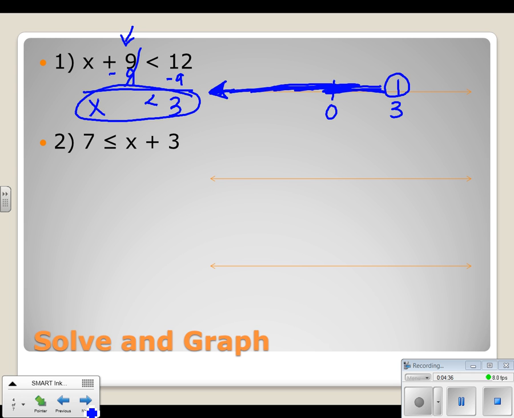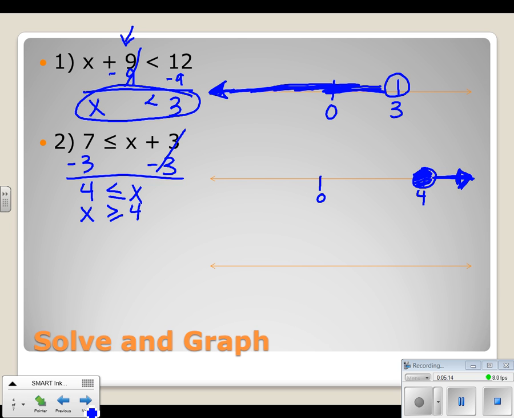On this one, we have 7 is less than or equal to x plus 3. We want to get the x alone, so we use our properties, subtracting 3 from both sides. So x is greater than or equal to 4, or 4 is less than or equal to x. If you want to reverse it, x is greater than or equal to 4, you can do that. So if we have 0 here, 4 is to the right of 0. X is greater than or equal, so we close the circle, and greater than or equal to 4 would be shaded to the right.